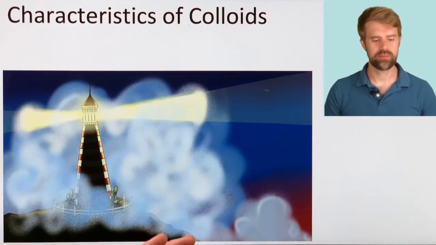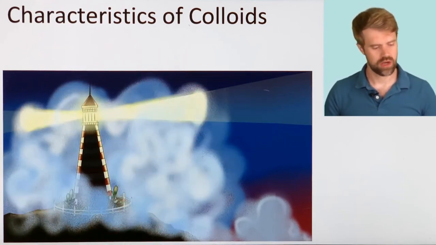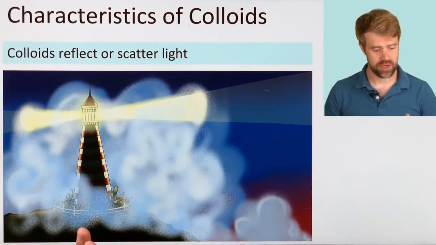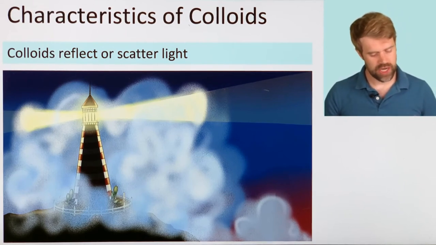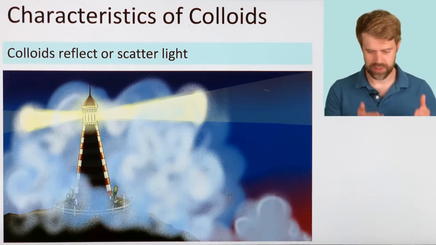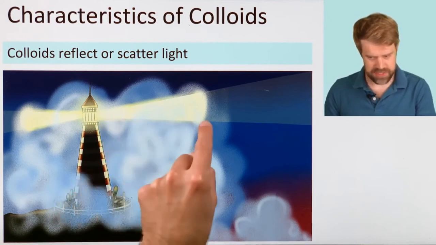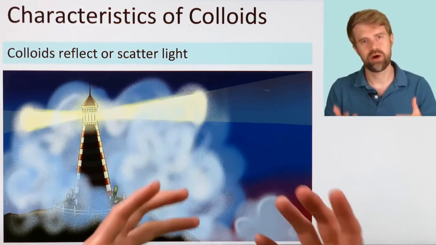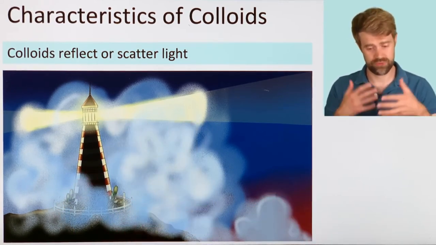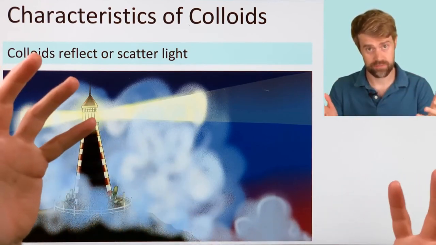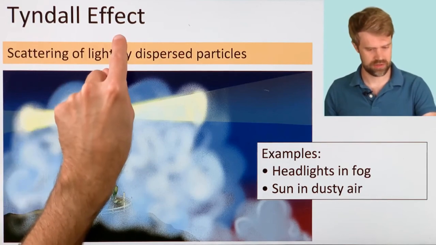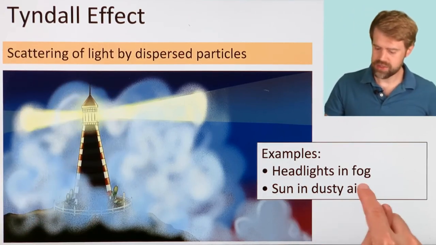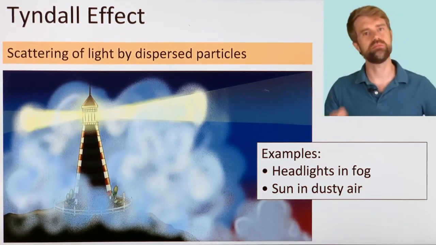Now, we're going to talk about some of the characteristics of colloids. First off, how they interact with light. If you shine a light through a colloid like fog, you can see the beam. That's because the particles in colloids are big enough to reflect or scatter light. We have a name for this. We call this the Tyndall effect. Think about headlights in the fog or sunbeams in dusty air.